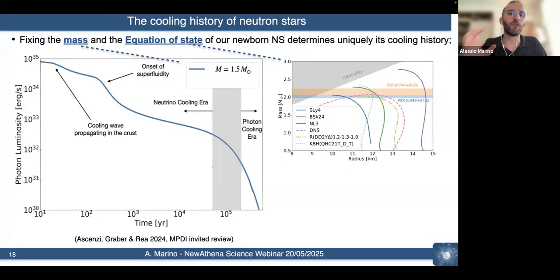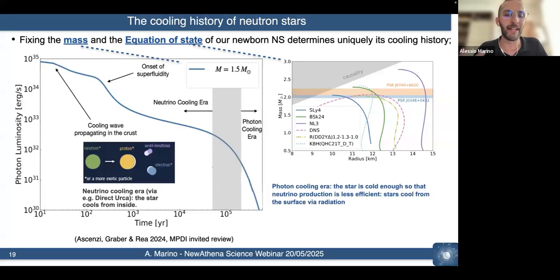Here is a typical cooling curve of a neutron star. This is a simulated one for a 1.5 solar mass star, and an equation of state which is called BSK24, which is just a nucleonic equation of state with a high proton fraction in the core. So neutrons and protons. As you can see, we have this cooling curve here. And this cooling curve is the result of two competing processes which make this neutron star cool down over time, which are the neutrino cooling and the photon cooling processes. So the neutrino cooling is just an ensemble of processes like direct Urca that fundamentally release neutrinos.